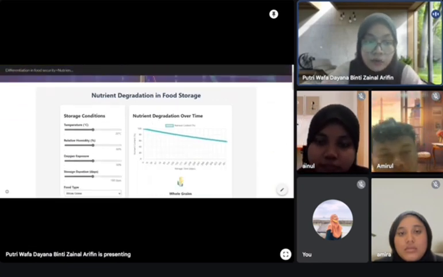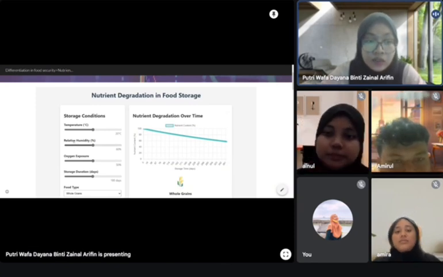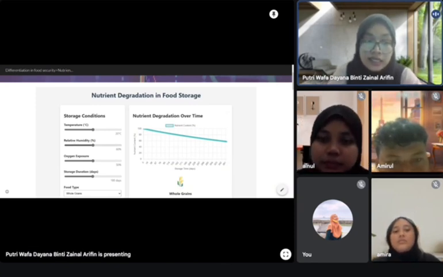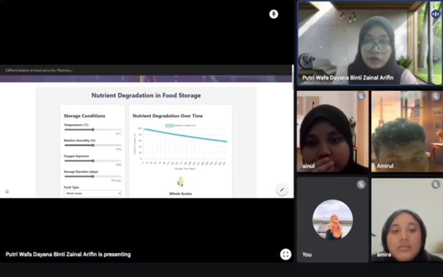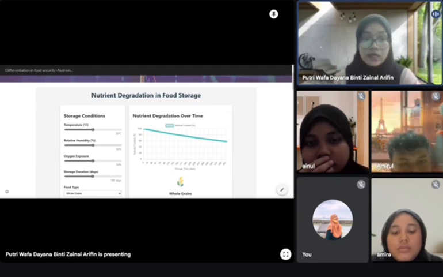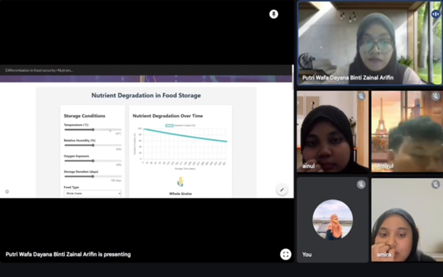Here I introduce the main problem. The main problem is food safety affected by nutrient decomposition. Many students like us store food in the fridge or at room temperature for long periods. What we may not realize is that nutrients break down over time depending on temperature, moisture and bacteria. So this issue not only affects our health but also increases food waste.